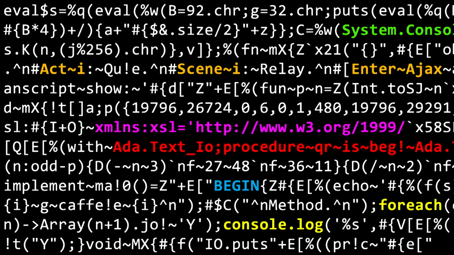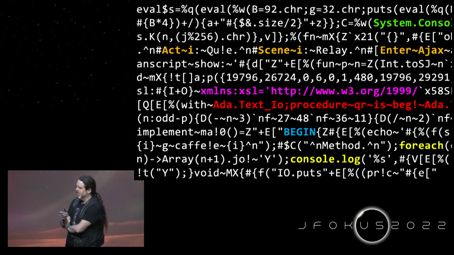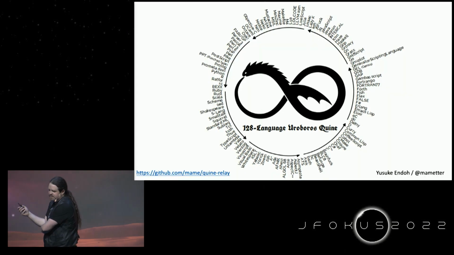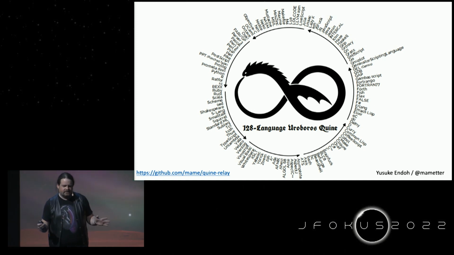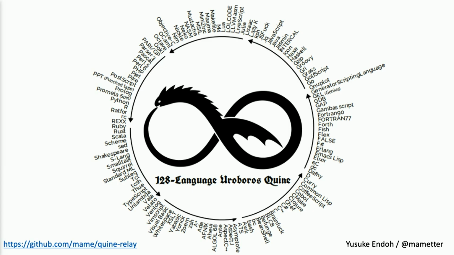And then we've got Act One, Scene One, Enter Ajax, which doesn't even look like programming at all. You know, that looks like plays. Now this is a thing called the Ouroboros quine. It's created by Yosuke Endo, who's one of the core contributors to the Ruby language. It is a Rust program that produces a Ruby program, that produces a Rex program, that produces a Scala program that takes you right around a circle of 128 languages, and at the end, you get your original source code back out again. And that's not the cool part.